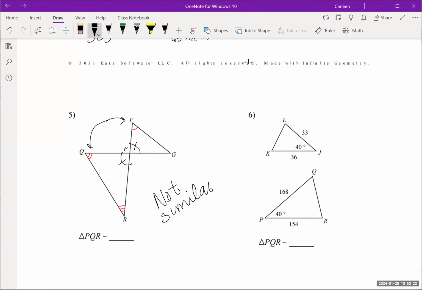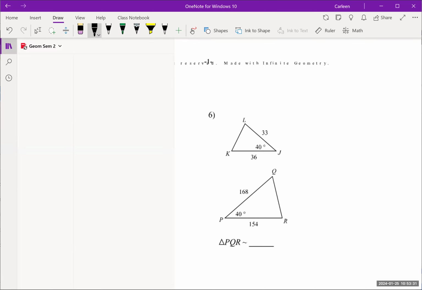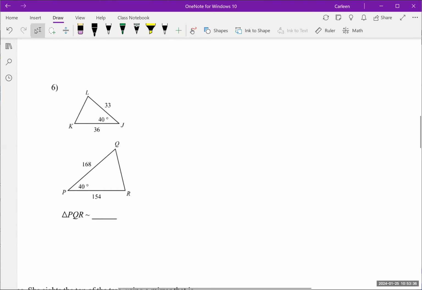Okay, number 6. Okay, so we're going to try for side angle side, but we don't know. So we have the angles are congruent. Let's go small to big. So let's start with 33. What's going to go on the bottom with the 33? Very carefully pick.